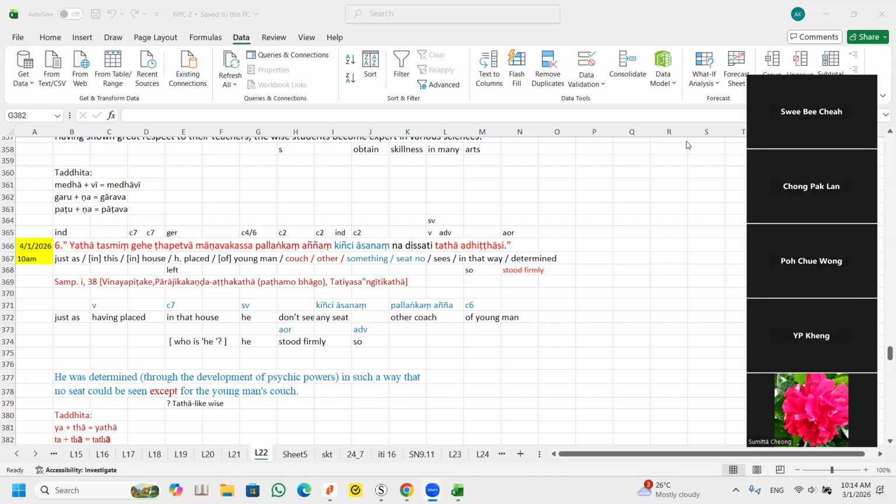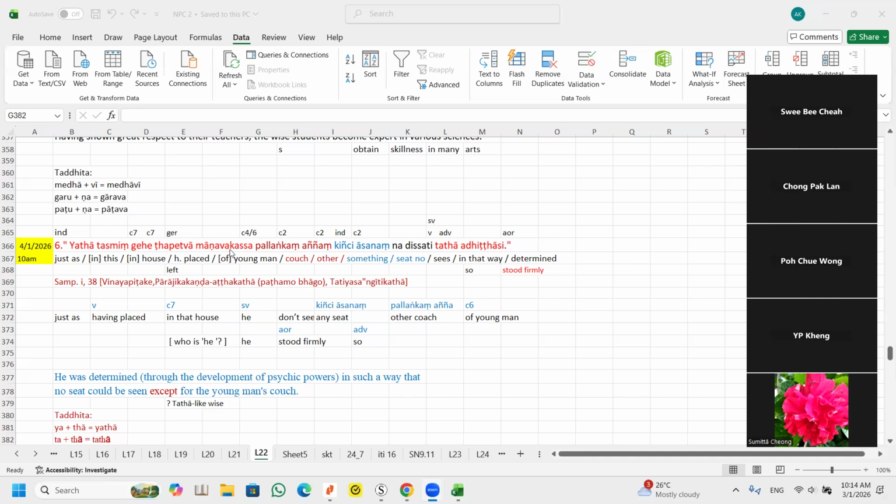Okay, good morning, everybody. So we will continue in lesson 22, exercise number 6. This one is a bit tricky. So what we do is, you see here is yata, tasmin gehe. So these two go together, because they are in the same case. Tasmin gehe means in that house. So this one is in that house. Tapito is a verb, a gerund.